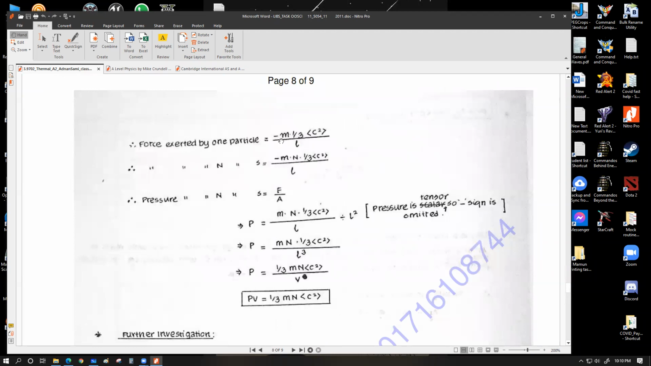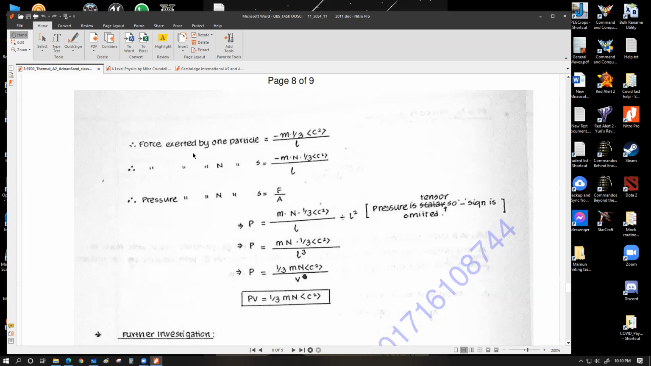So here we are replacing this 1/3 c square, with -m in place of this and l in place of this, and that way we get the force exerted by one particle would be given by m into -m into 1/3 c square divided by l. So this was the force exerted by one particle.